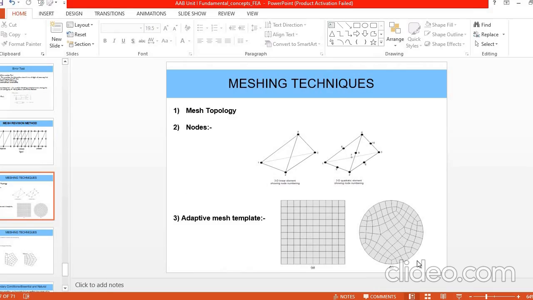Next topic is meshing techniques. In meshing techniques, the output of the mesh generated consists of a set of nodes and a set of elements.